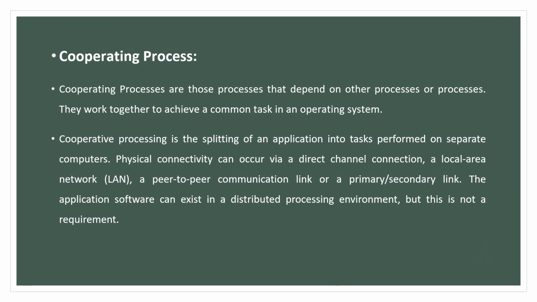Cooperative processes are those that depend on other processes. They work together to achieve common tasks in the operating system. It is called a cooperative system. Cooperative processing is the splitting of an application into tasks performed on separate computers.